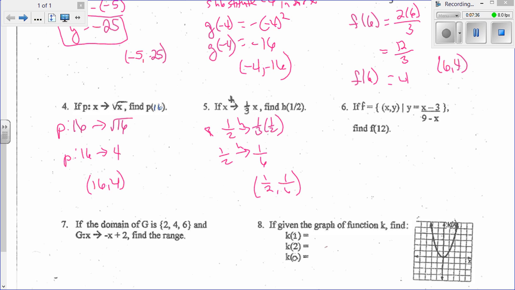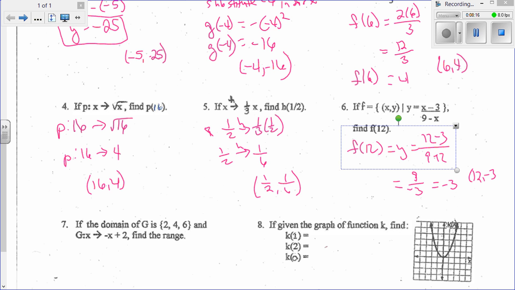For number 6, got that real crazy notation. With all that craziness, the only thing you're really doing is just taking 12 and putting it in place of x. So we'll have f of 12 is equal to y, which is equal to 12 minus 3 over 9 minus 12. So 12 minus 3 is 9. 9 minus 12 is negative 3. 9 divided by negative 3 is negative 3. So my ordered pair here is 12, negative 3.